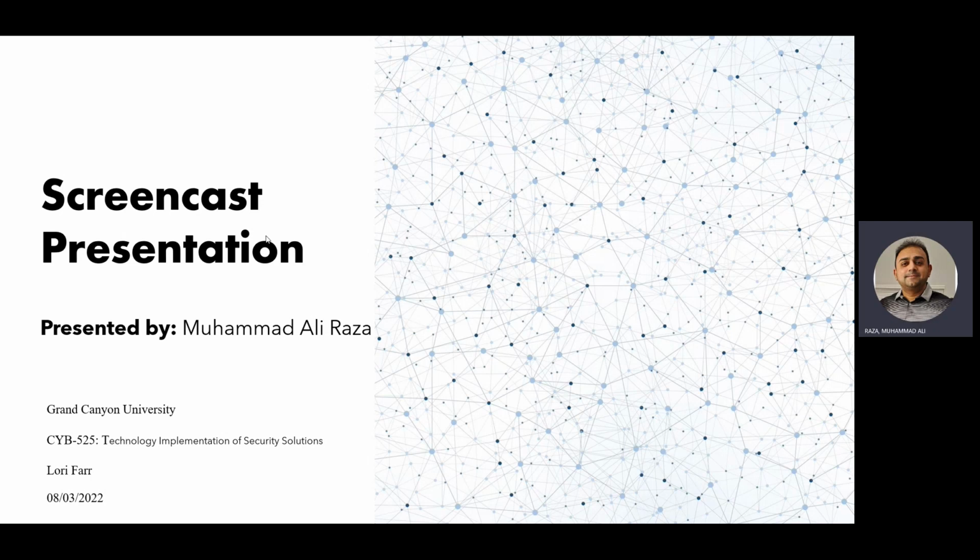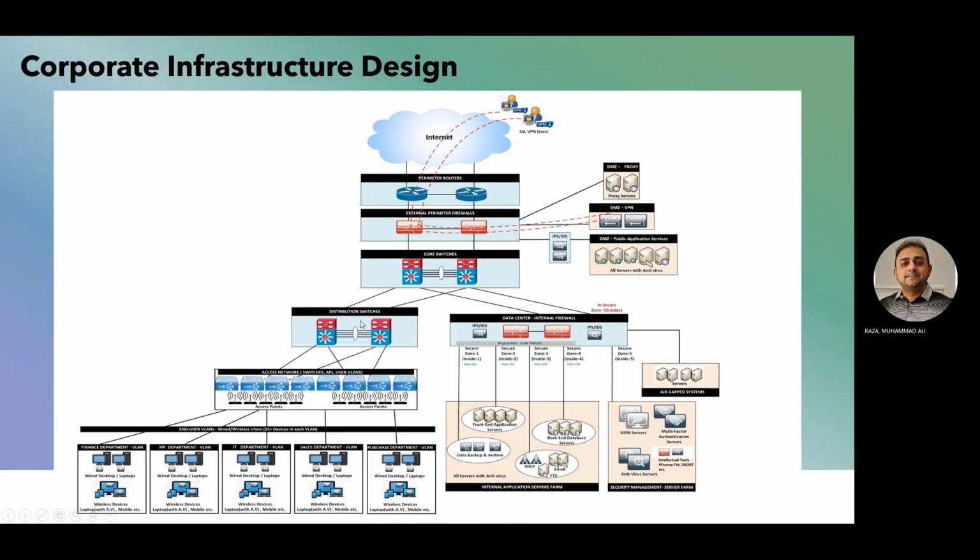Hi everyone, this is the presentation where we're going to show you the secure infrastructure design and how the different components are going to interact with each other. So this is one of the corporate infrastructure designs where you have seen there are different components connected with each other. The first component I'm going to go through is the perimeter router, which provides connectivity to the internet, and downstream connectivity is with the external perimeter firewall.